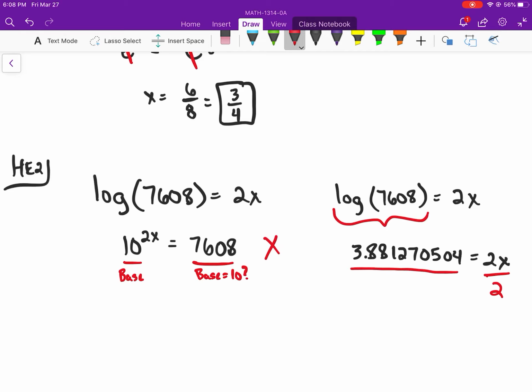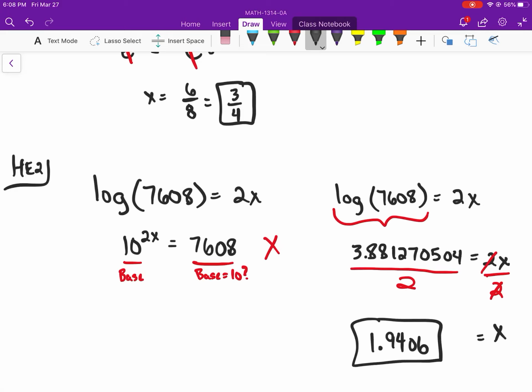3.881270504 equals 2x. Now all I need to do is divide both sides by 2. Okay. And we get x equals, and again I'm going to go about 4 decimal places here, so 1.9406, and that is my answer.